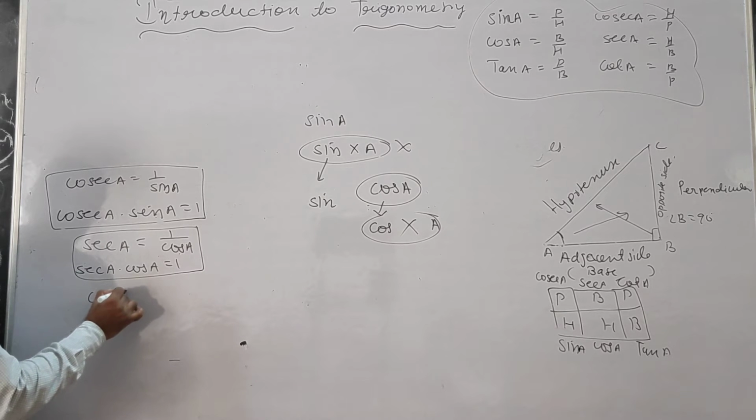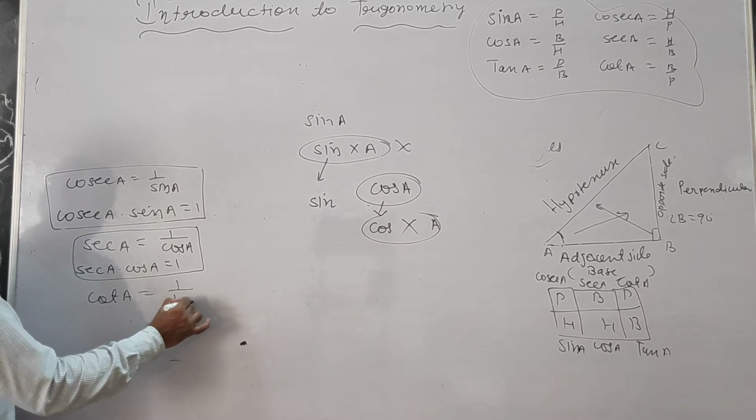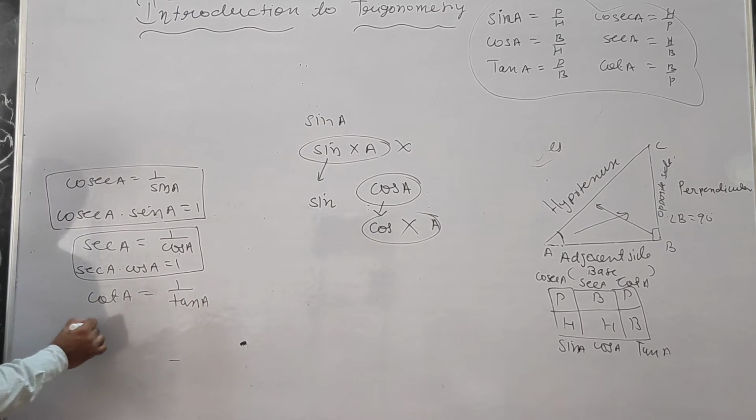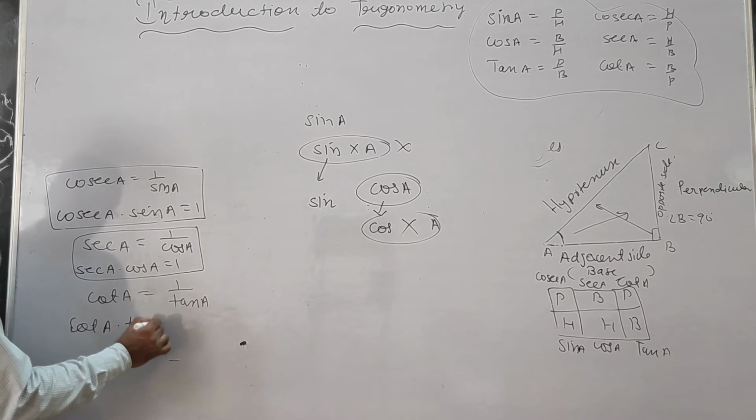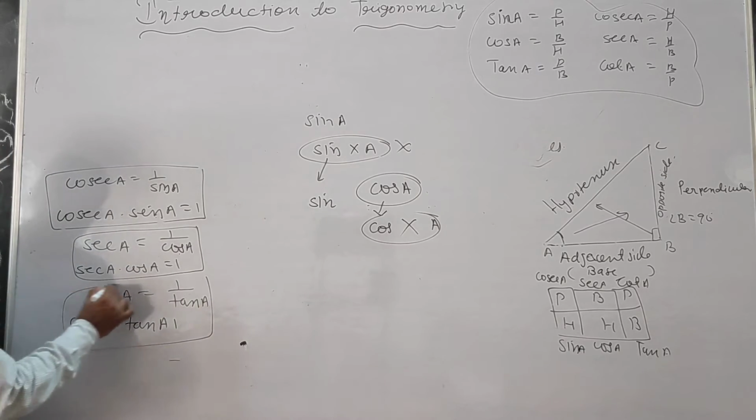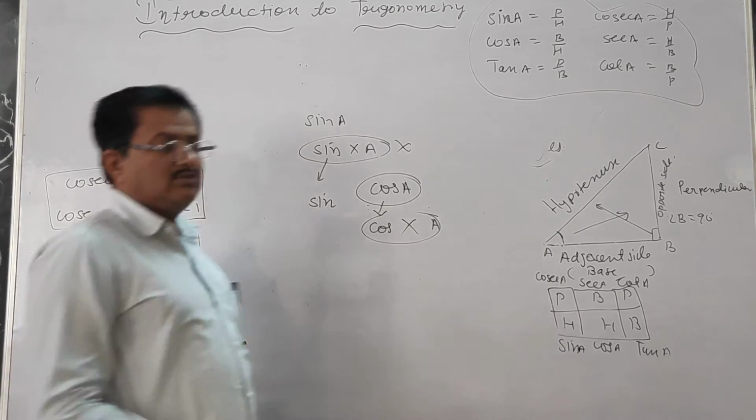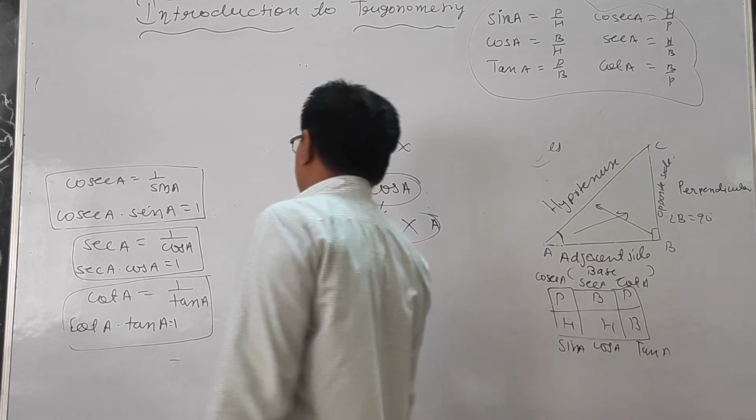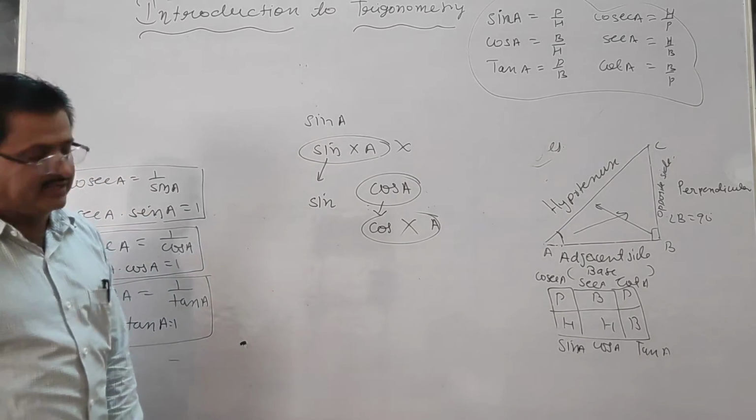Similarly, cot A is the reciprocal of tan A. Cross multiply, so we get cot A into tan A equal to 1. So these are the three identities. It means 1 can be replaced by these values, either cosec A into sine A, or sec A into cos A, or cot A into tan A. Now one very important result.